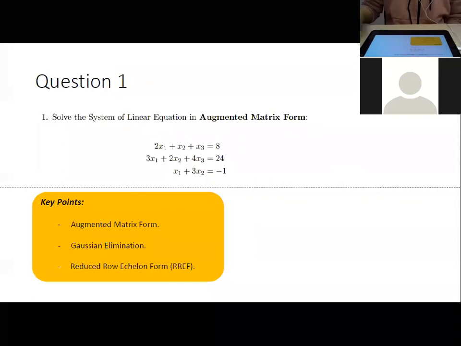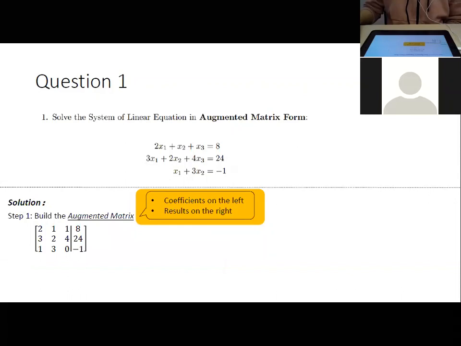For question 1, the problem is to solve the system of linear equations in augmented matrix form. For this question, we have 3 key points. First, I want you to know what is augmented matrix form, then how to do Gaussian elimination, and third, what is reduced row echelon form. The abbreviation of the concept is RREF. Now we go to the solution directly. The first step is to build the augmented matrix as the question asked.